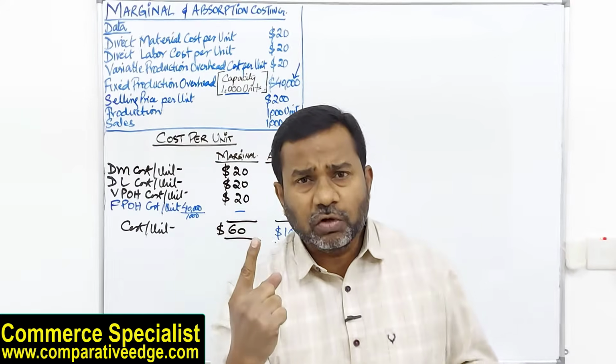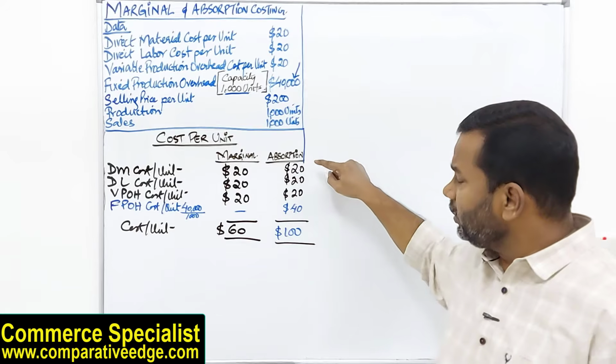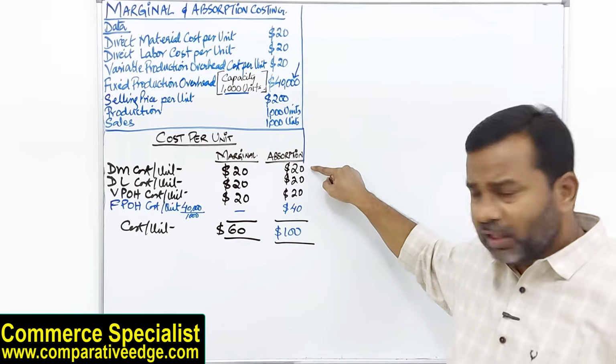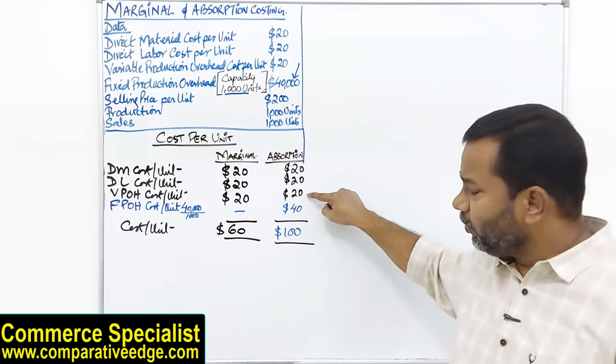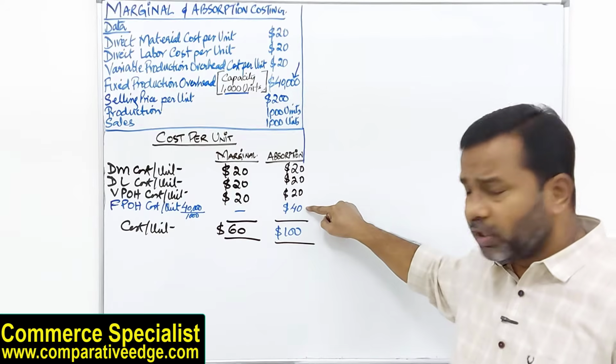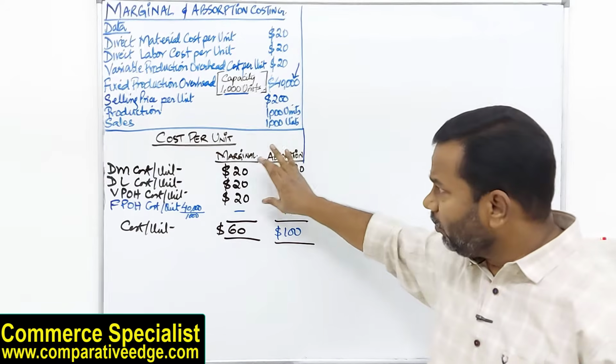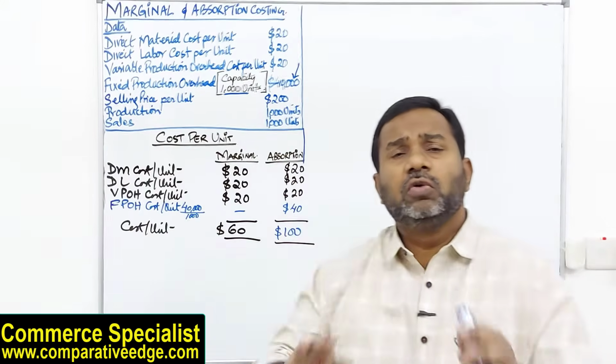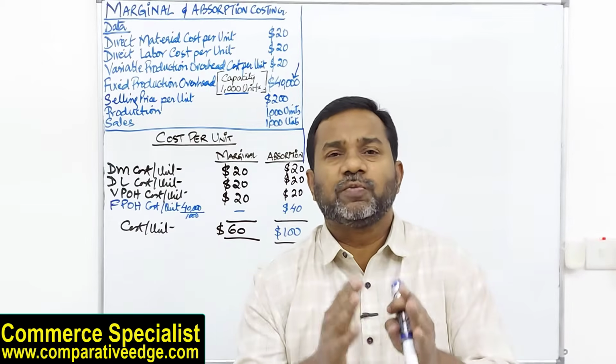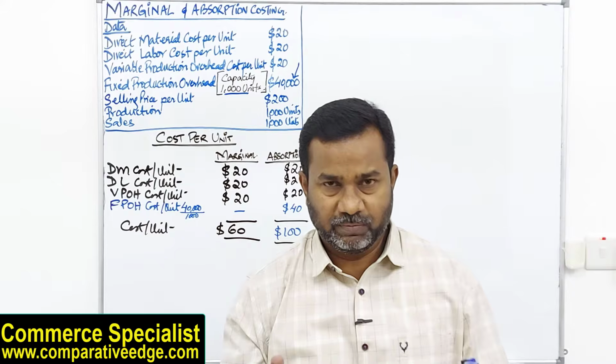So if you're making a table, for example, or any other product, calculating the cost of one unit under absorption will include cost of material, cost of labor, cost of variable production overhead, and cost of fixed production overhead, for example, rent of the factory. But when we talk about marginal cost per unit, we do not include fixed production overhead cost.